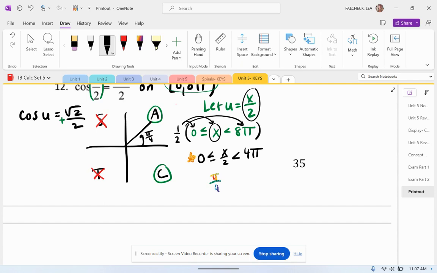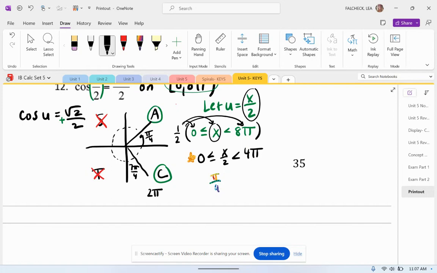I'm going to rotate around the unit circle. And I'm going to get 2 pi over 4, 3 pi over 4 for quadrant 2, 4 pi over 4, 5 pi over 4 for quadrant 3, 6 pi over 4, 7 pi over 4 for quadrant 4. All right. And then let's just look at the interval again. Okay, so it goes up to 4 pi. Okay, so we need to do one more rotation. So let's finish this full rotation.